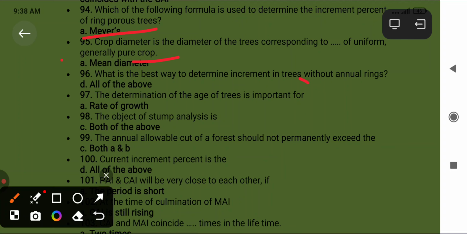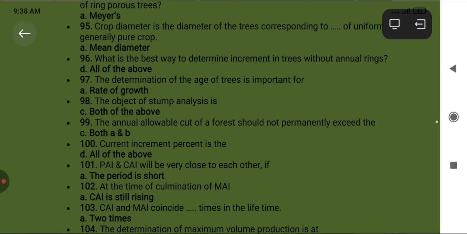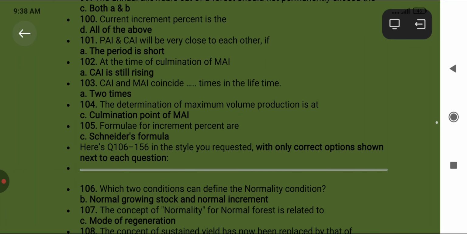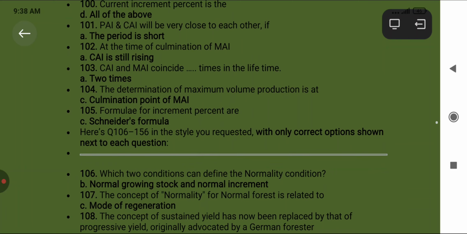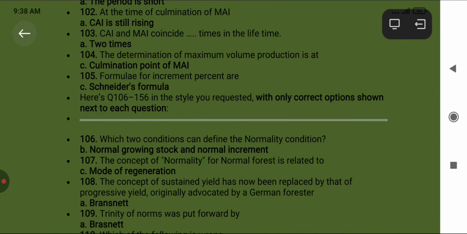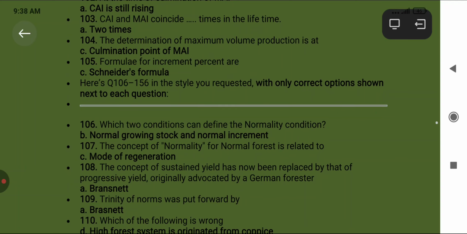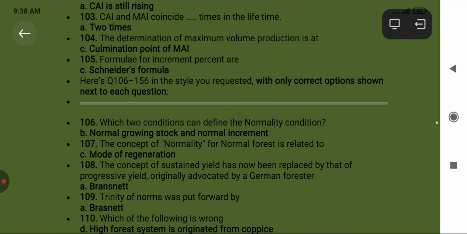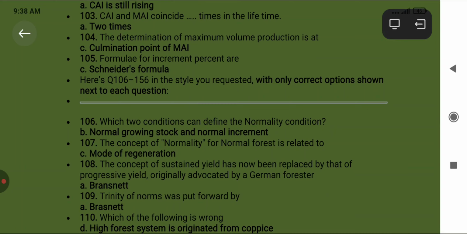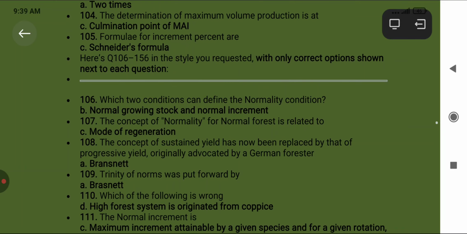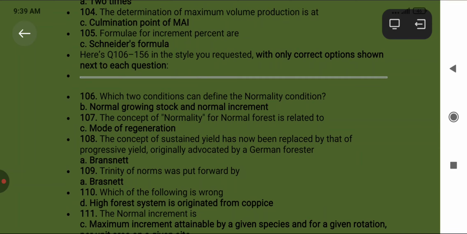The determination of the age of a tree is important for the rate of growth. And the object of stump analysis is, okay. The period is short at the time of culmination of MAI. CI is still rising. CI and MAI coincide two times in the lifetime. And the determination of maximum volume production is that culmination point of MAI.